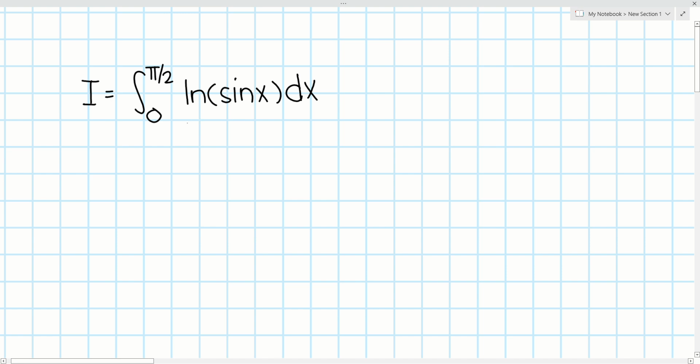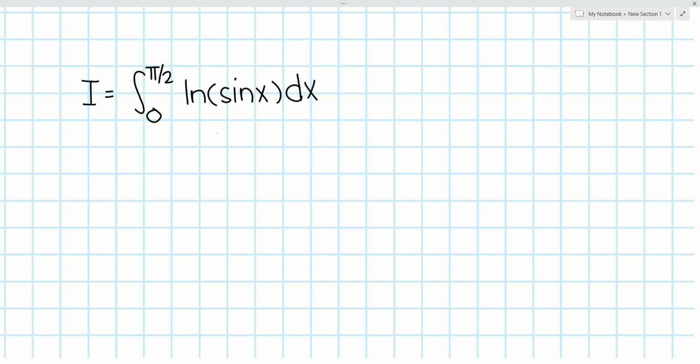So we have the integral of ln of sine x dx, evaluated from 0 to pi over 2. Via inspection, you can immediately tell that it doesn't have an elementary antiderivative, because you have an inner function, yet you don't have a du outside of this inner function. So it's a bit tricky to evaluate. But lucky for us, this one is a definite integral.